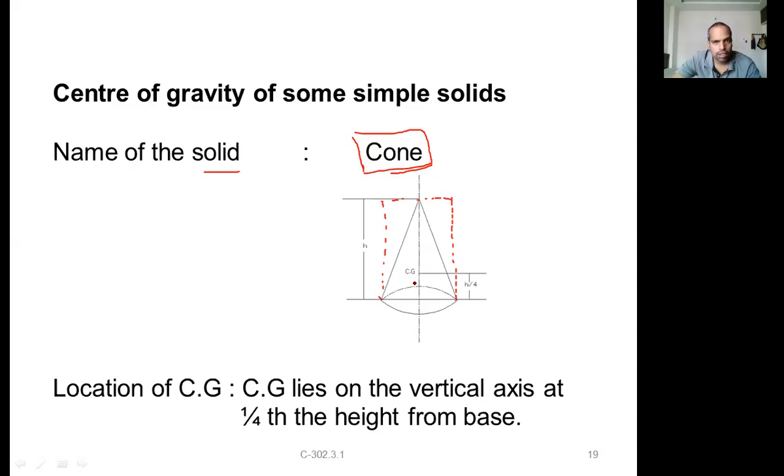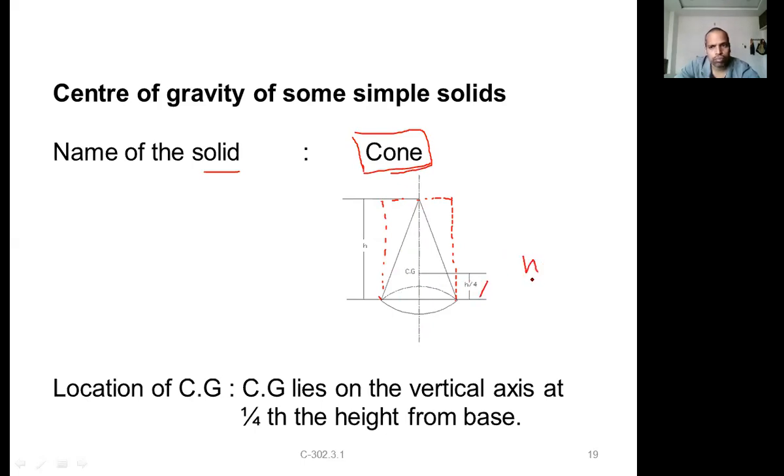In this case, the center of gravity does not lie at the center point; it lies at some other point. It lies on the vertical axis only, because the cone is symmetrical on both sides about this axis. But the CG shifts towards the bottom, downward. Why? Because towards the top the mass is lesser, and towards the bottom the mass is more. That is why it shifts downward.